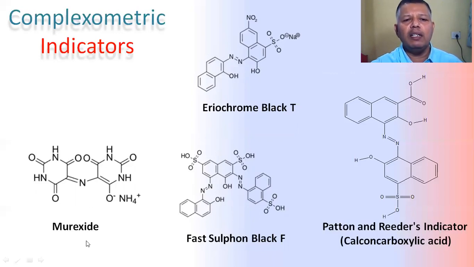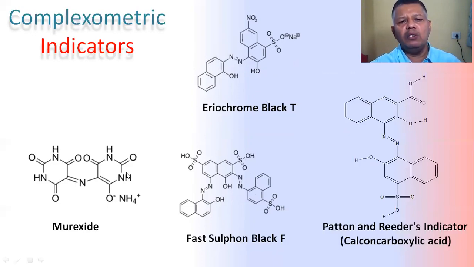This is the Murexide indicator. This is the Fast Sulphon Black F indicator. This is the Pattern and Reeder indicator. Now Eriochrome Black T and Pattern and Reeder indicator are mostly used. This indicator is mostly used for the alkali and alkaline earth metals, and this indicator shows the change in color for most of the transition metals.